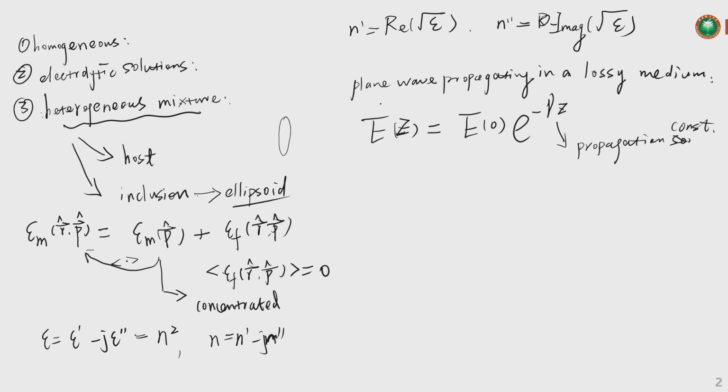So gamma is the propagation constant in a lossy medium. In a lossless medium, we use the wave number to represent that. But for the lossy medium, it can be expressed in terms of the absorption constant and also the phase constant, absorption and the phase constant.